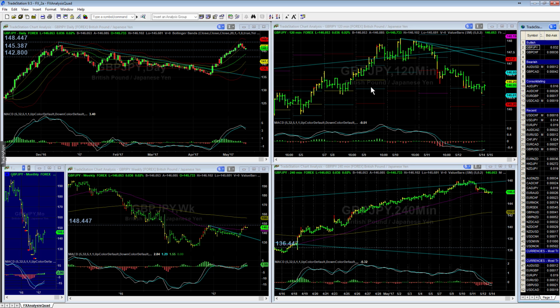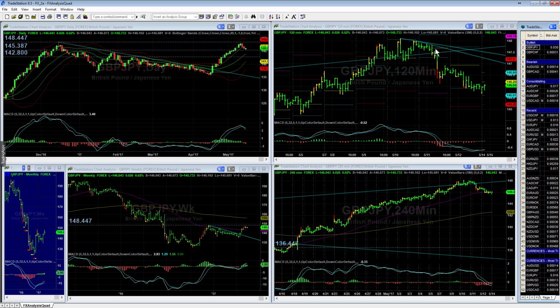pound yen, and the pound yen's been making this move up. Remember, we were looking to break above the 148.447. It couldn't quite do that, and it's pulled back until this previous resistance that we broke here at 145.387. So let's watch what happens as it nears that point. We're still bullish on the weekly, but we are getting this little bit of a pullback.